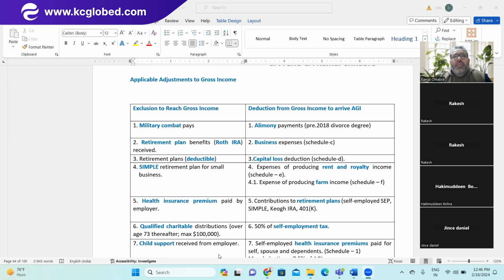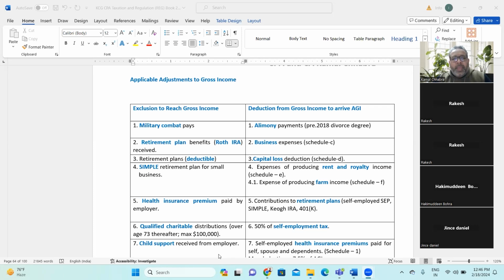Like we were discussing before the break, many a time students get confused between what should be considered in exclusion and what should be considered in the deduction from gross income to arrive at AGI. That is the reason we put this into a table, so that it will be easy to identify the differences between these two, and accordingly when we are computing income, we should give proper consideration for the respective line item. Before we went on a break, we covered all the exclusions to reach gross income.